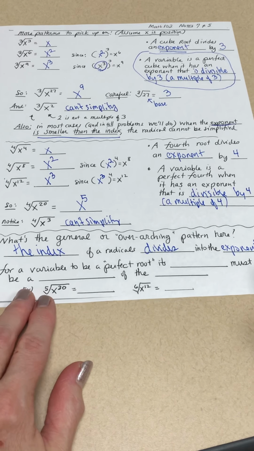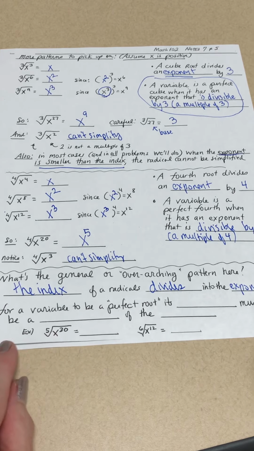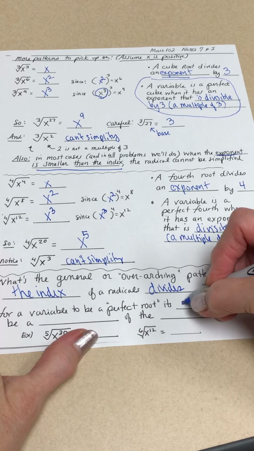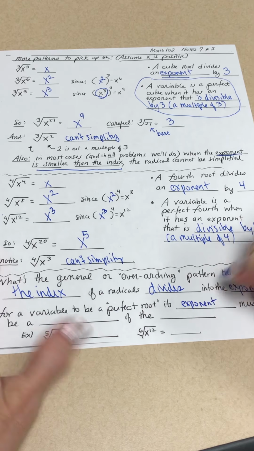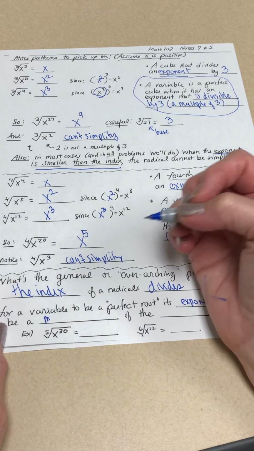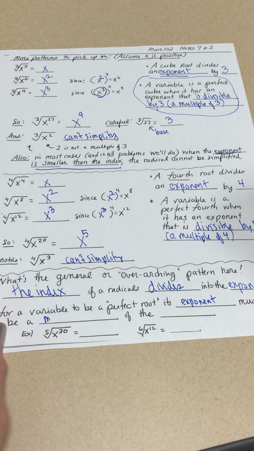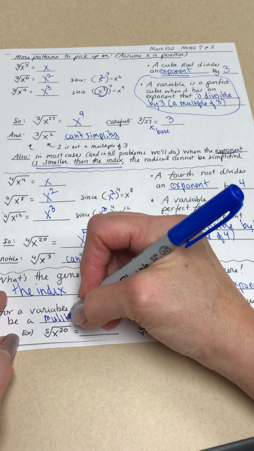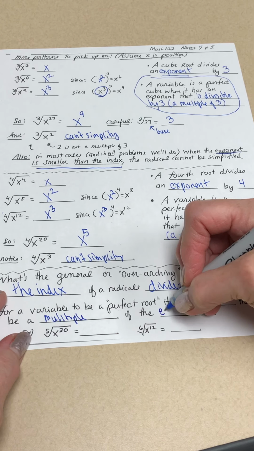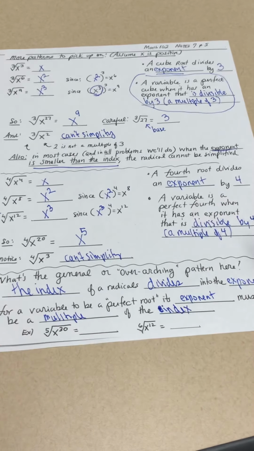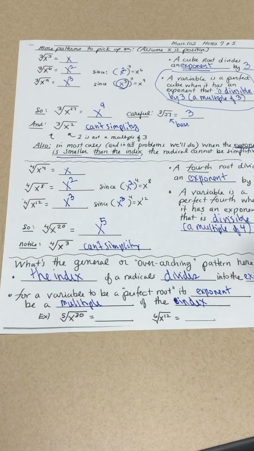And so there's just one thought you have to remember, is this one. If you want to know if a variable is a perfect root, its exponent must be a multiple of the index. I was about to say the exponent must be divisible by the index. That's another way to say it.